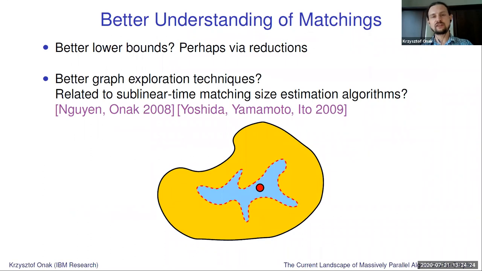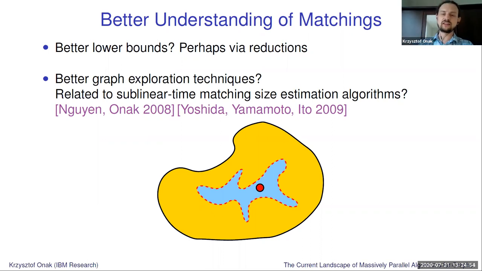And in general, I think that if there is some breakthrough in this sublinear memory regime in particular, then this would most likely happen if we could develop some better graph exploration techniques, right? It would enable us to not collect the entire ball around each vertex in which we are interested, for which we want to find out whether it's matched or not, right? Because this is what happens in the current algorithms. I mean, it happens for some sample graphs, but essentially that's what happens, right?